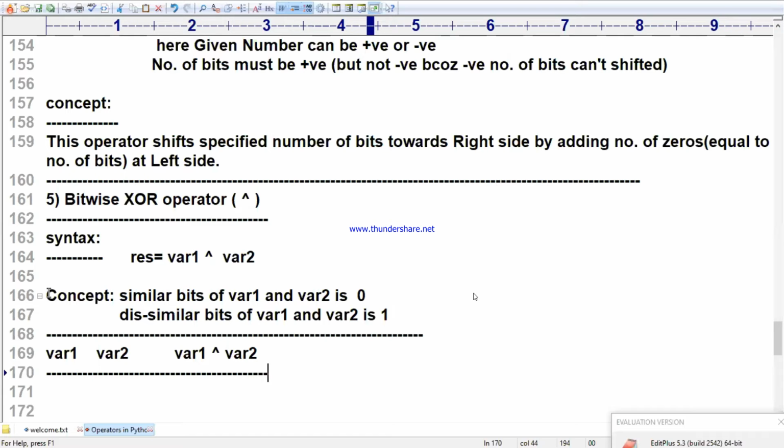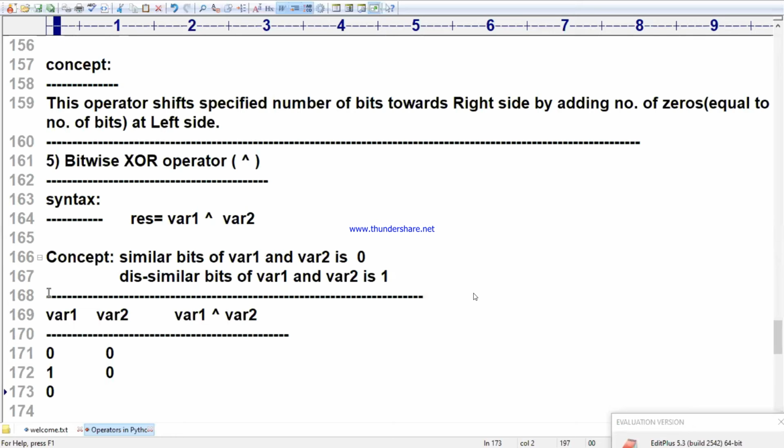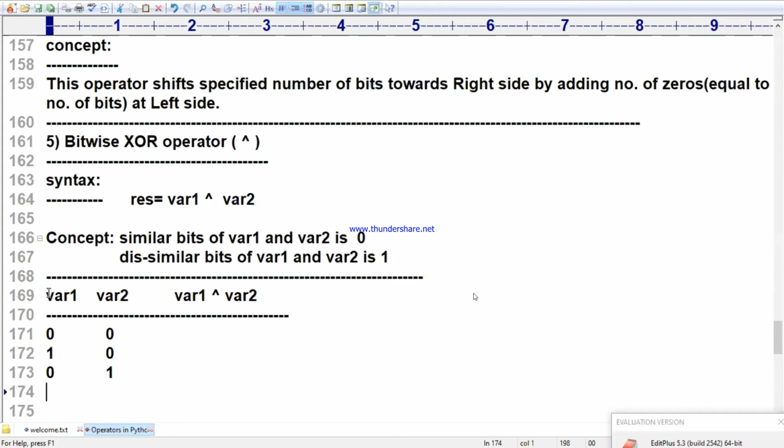What are the values you see? 0 and 0. Next, let me prepare the pairs. 1 and 0. Next, 0 and 1. Next, 1 and 1. Then you start the answer.